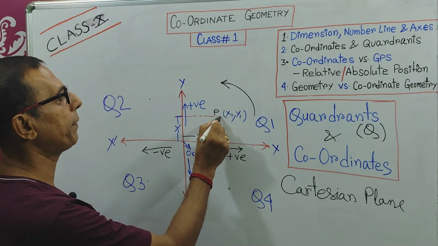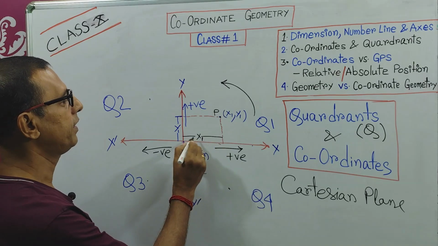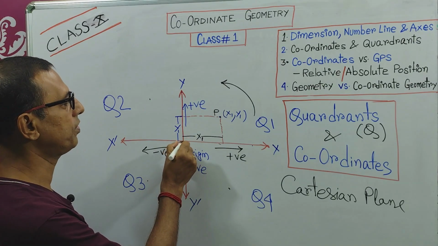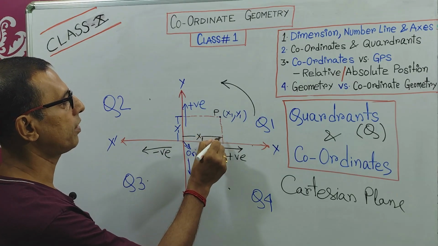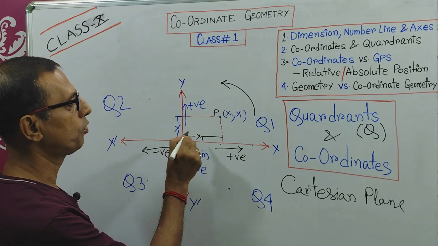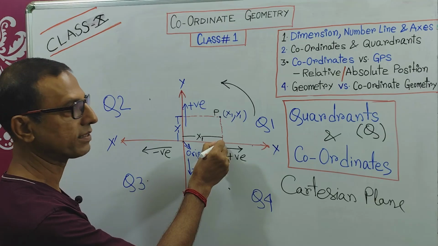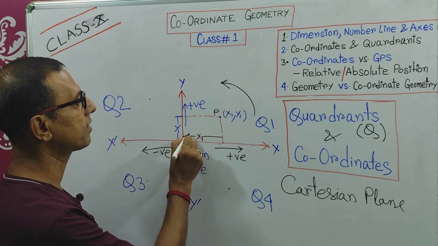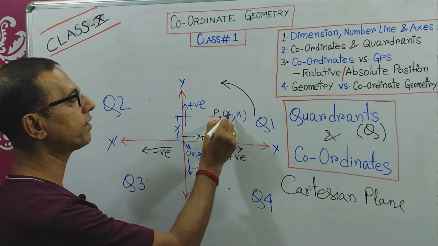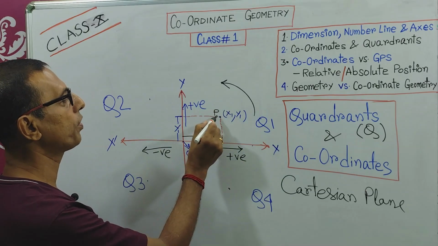that means x1 is, you need to draw a perpendicular from this point on the x-axis or abscissa, then the distance from the origin, right? Origin is here, so the distance from the origin to the point where the perpendicular intersects the x-axis, this distance is x1, that you need to mention first. So in the coordinate system, you need to mention first the abscissa, and then the ordinate.